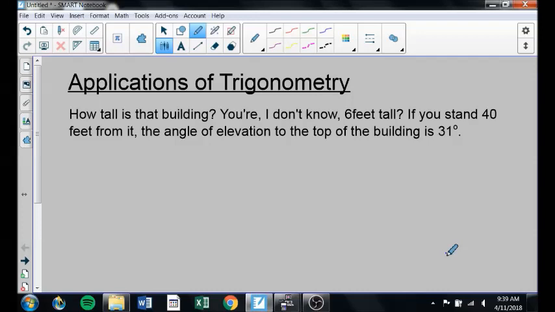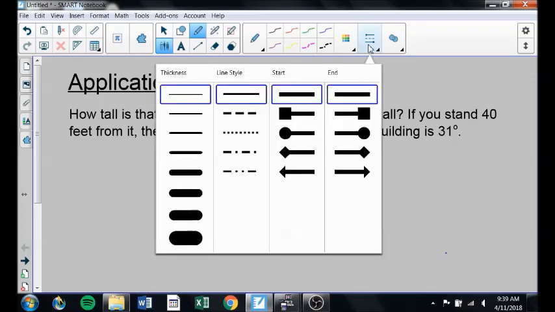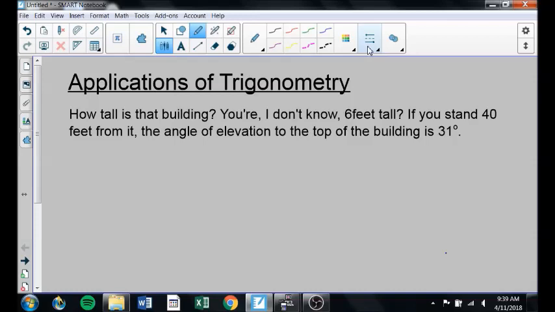So let's talk about some of this trig in terms of its applications, ways we can start using this trig. You'd probably call these word problems. The first one we're going to do is very basic. How tall is that building over there? You're, I don't know, 6 feet tall, and you stand 40 feet from it. The angle of elevation to the top of the building is 31 degrees.